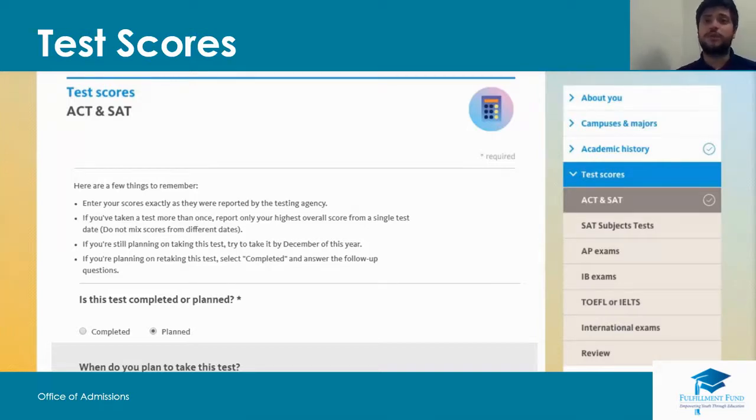For this section, however, you do want to report all exam scores that you have earned, because even though they're optional, we would like to see them on your UC application. It definitely can demonstrate your motivation to challenge yourself academically and go above and beyond the minimum requirements. Also, if you're planning on taking any AP or IB exams during your senior year, make sure that you're letting us know, because that's going to help us understand what you're planning on taking as well.